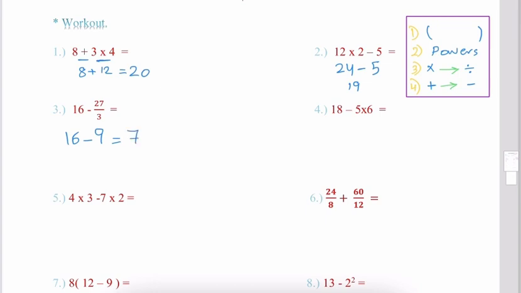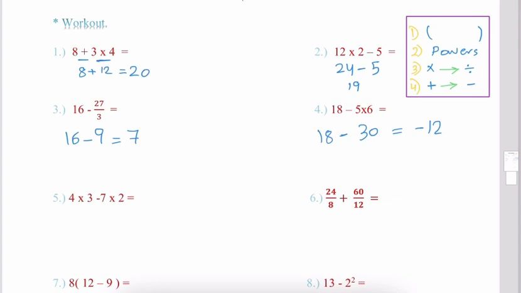Question 4. 18 minus 5 times 6. First, I will perform the multiplication, which is 30. Now I have 18 minus 30. Positive 18, and now it's negative 30, as you can see. So I would subtract the two numbers, and my answer is 12. Again, don't forget to write the sign in front of the bigger number, which is negative. So my answer is negative 12. Please do not forget to show all your work.